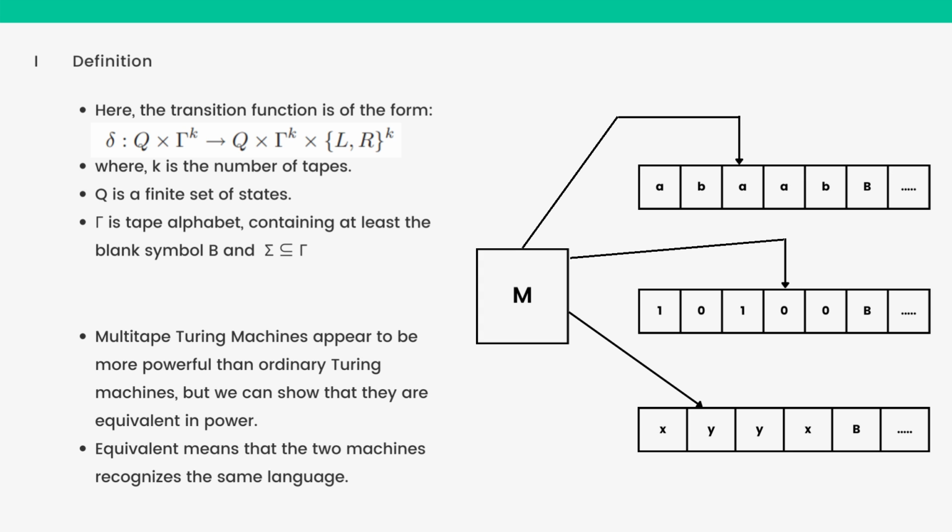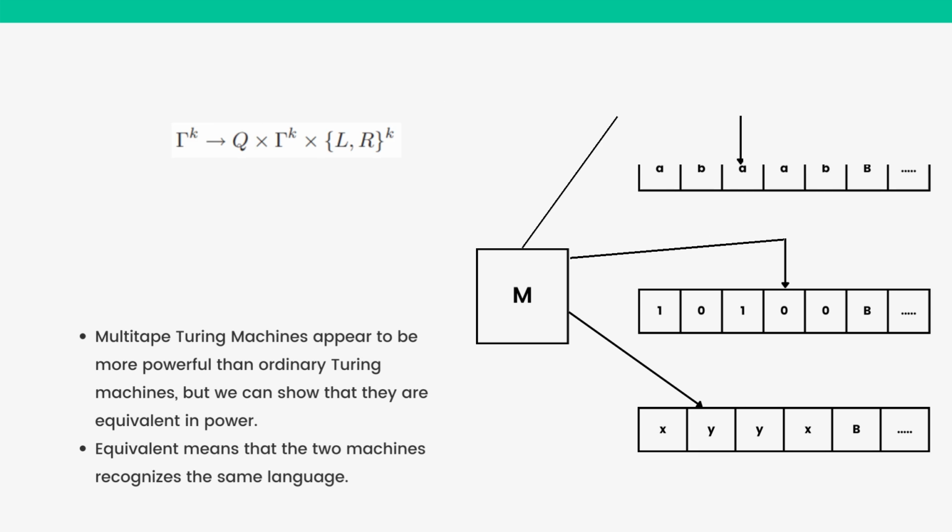Now, multi-tape Turing machines appear to be more powerful than ordinary Turing machines, but we can prove that they are equivalent in power. Equivalent means that the language recognized by the multi-tape Turing machine M will also be recognized by a standard Turing machine S. We can prove this by converting a multi-tape Turing machine M into a standard Turing machine S. The key idea is to show that S, having a single tape, simulates M, which has k tapes.